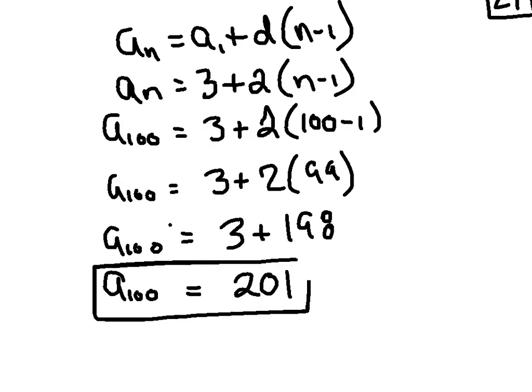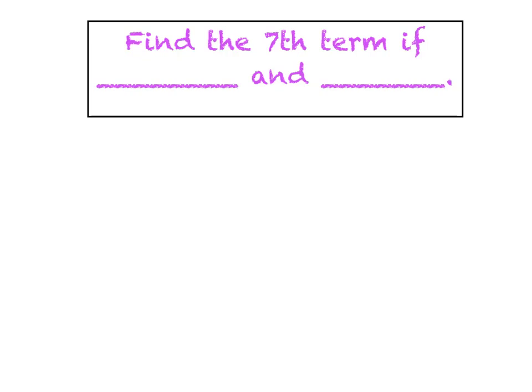And that's what I consider a shortcut, as opposed to manually finding each term all the way until the 100th term. All right, ready for our 4th example here. They're asking me to find the 7th term if you knew ahead of time that the first term was equal to 3x and the common difference was equal to negative x. Okay, is that enough information to help you find the 7th term?